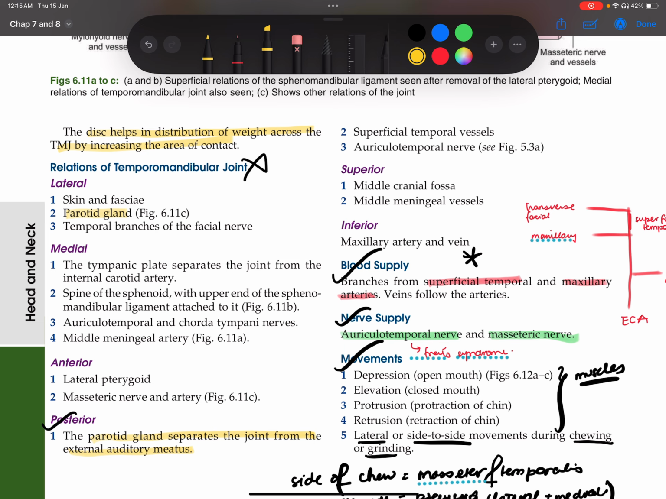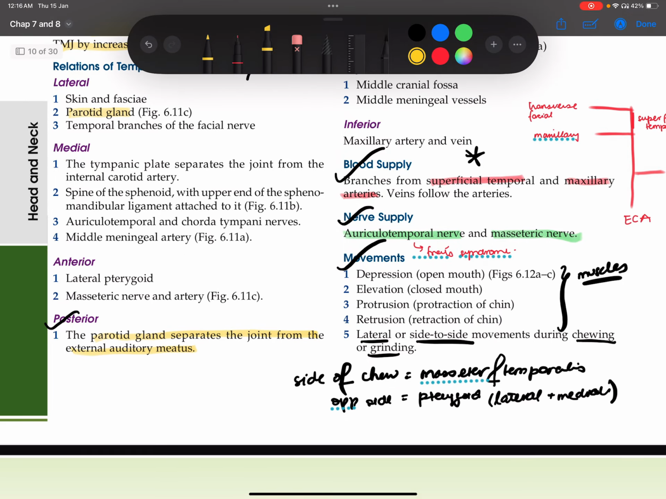and the nerve supply is the auriculotemporal nerve and the masseteric branch of the mandibular nerve. That's how you say it: masseteric branches of the mandibular nerve. Then the movements are depression, elevation, retraction, protraction, and lateral side-to-side movements.